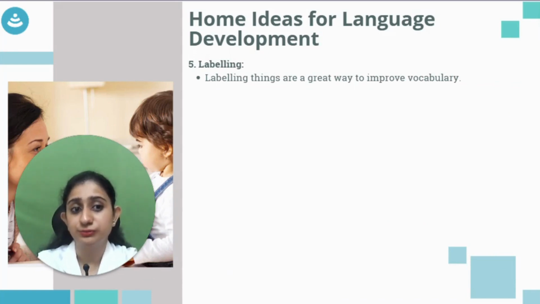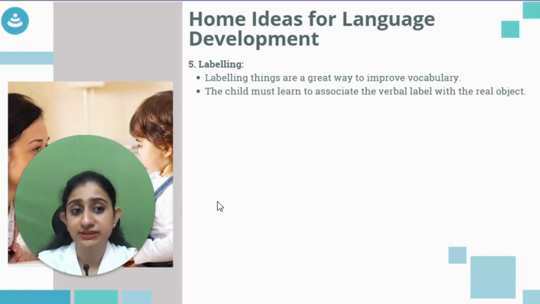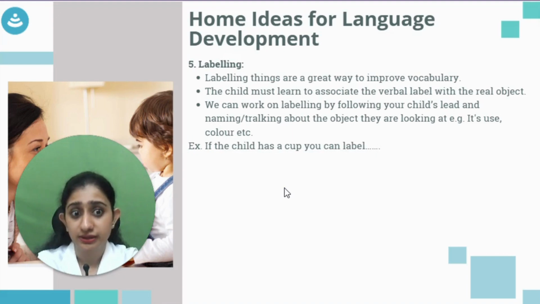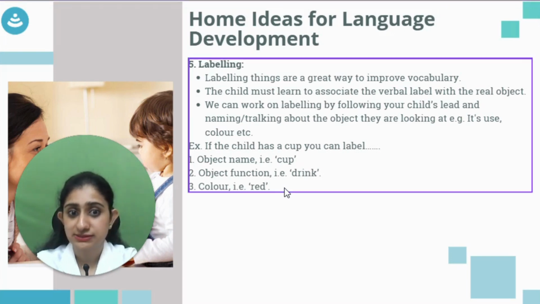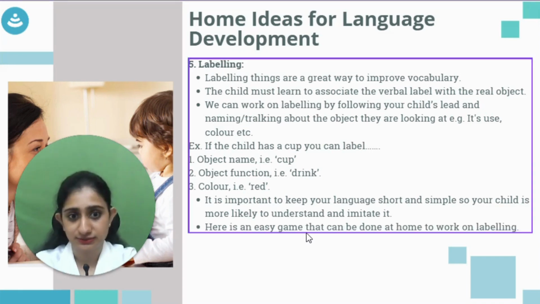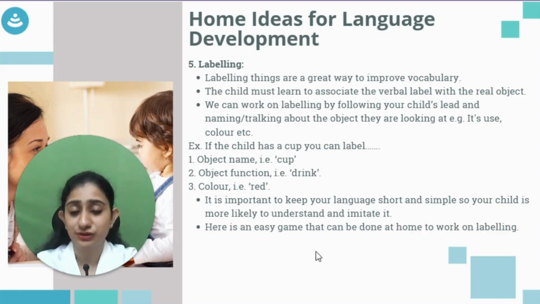The next one is labeling. Labeling things is a great way to improve vocabulary. The child must learn to associate the verbal label with the real object. We can work on labeling by following your child's lead and naming or talking about the object they are looking at. For example, talk about its use, its color, etc. If the child has a cup, then you can label the name, cup, its function, we drink from it, color, oh, it's a red cup. So it is important to keep your language short and simple so your child is more likely to understand and imitate. Here is an easy game that can be done at home to work on labeling.